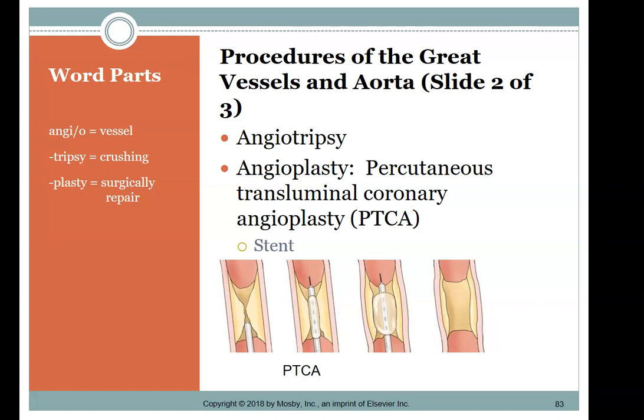Stents, which are wire mesh tubes, are placed in the arteries and used to prop them open after angioplasty. Recent studies have shown that in cases of in-stent restenosis, a narrowing of the luminal stent. And then you got your word parts. Angio is vessel, tripsy is crushing, and plasty is surgical repair.